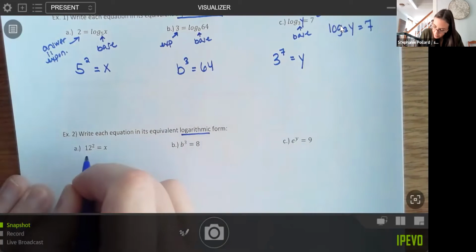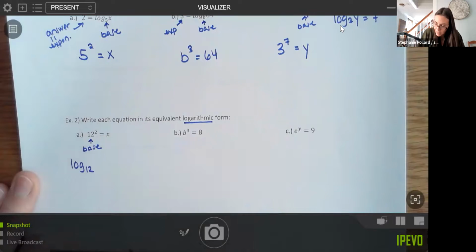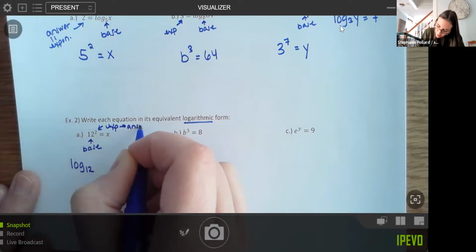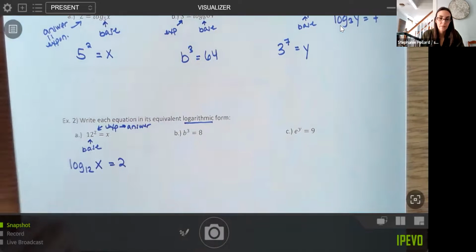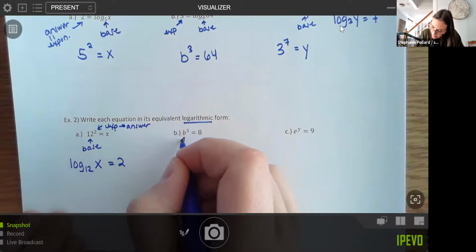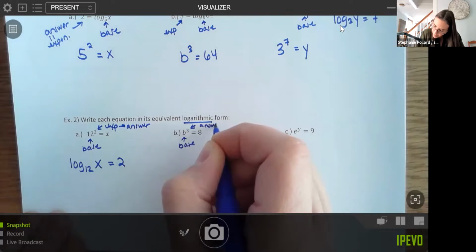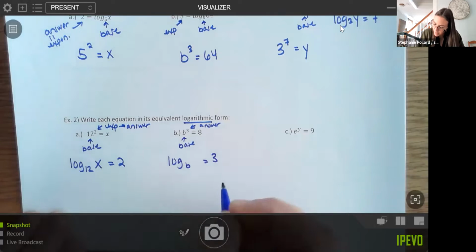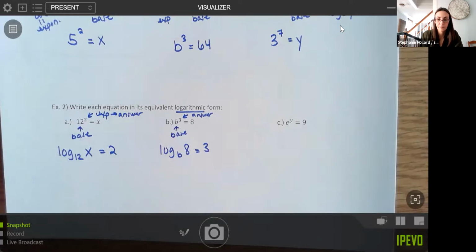And again, for me, the base and the exponent are sort of the easiest ones to see. So there's my base. So it's going to be log base 12. And your exponent, remember, is the answer. So equals 2. And then the other value is going to get filled in. So here, my base is b. My exponent is my answer. So it's going to be log base b equals 3, and then that 8 must fill in here. So log base b of 8 equals 3.